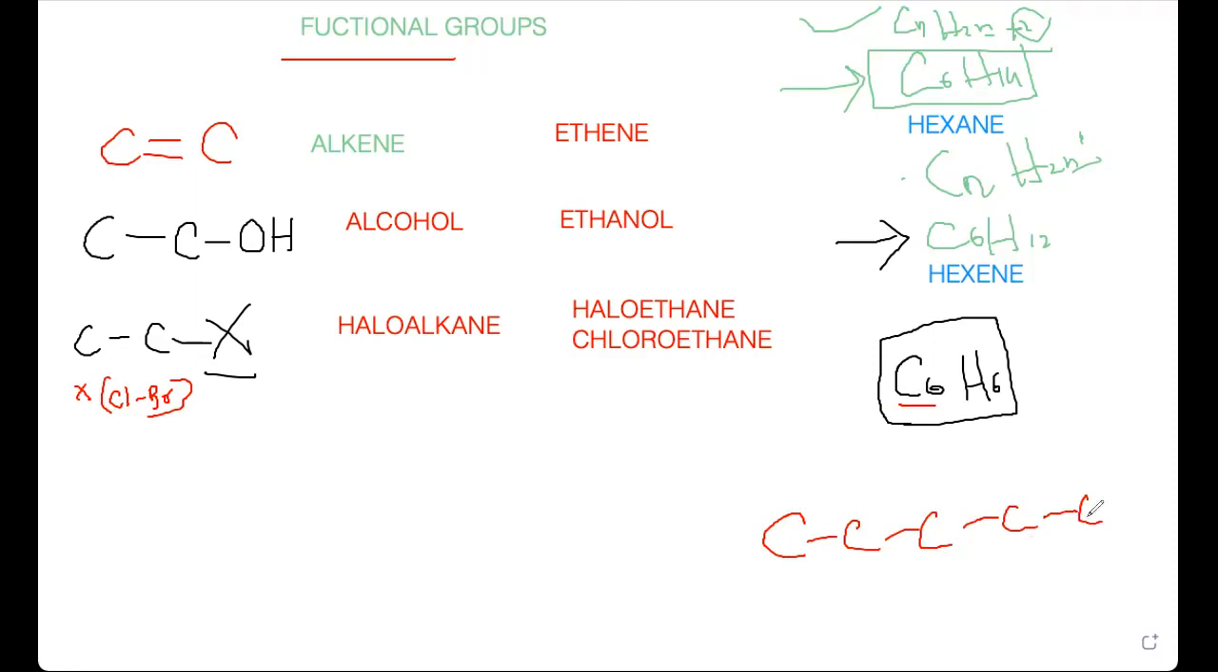And what does it mean? 1, 2, 3, 4, 5, 6. Okay, what does it mean? Let's make a few double bonds. We can create more double bonds now. Now, how many hydrogens do we need?